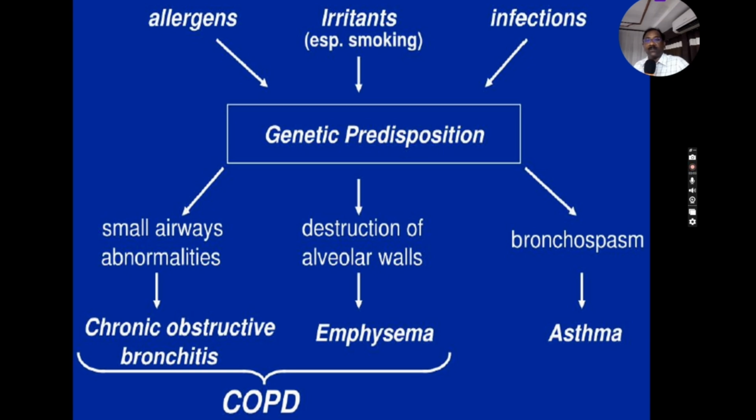These diseases are particularly more common in people who are genetically predisposed. The causes of COPD are allergens, irritants like smoking, and infections, like chronic infections, viral infections, bacterial infections or parasitic infections. Small airway abnormalities lead to chronic obstructive bronchitis, destruction of the alveoli is emphysema, and severe bronchospasm leads to asthma. So finally, the diseases are asthma, emphysema, and chronic obstructive bronchitis, which lead to COPD.